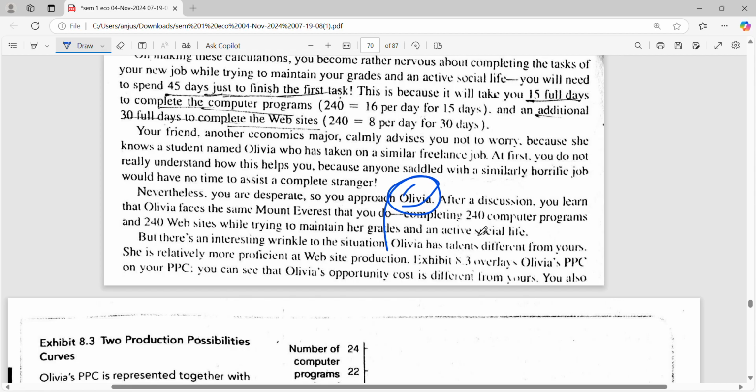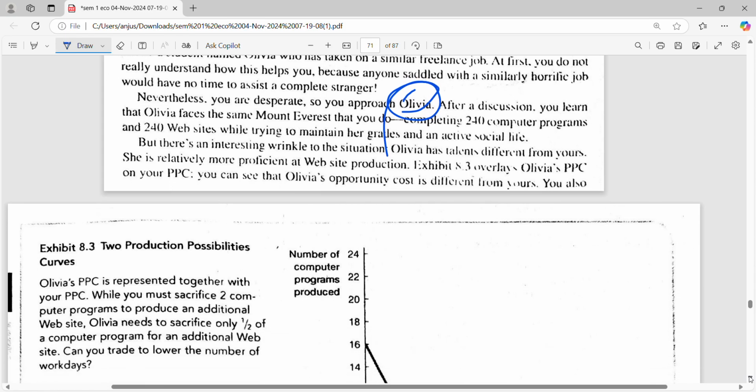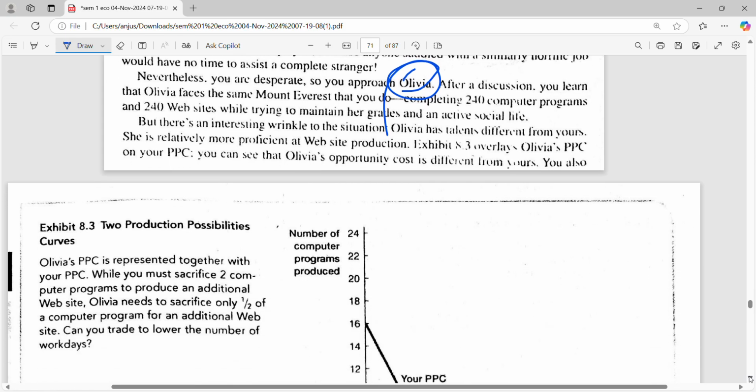You need to complete 240 computer programs, and for that you only take 15 days. But for the website you are taking more time. Okay, you need 30 days for the website. So for making it easier, you are approaching someone who is good at that, and that is Olivia.